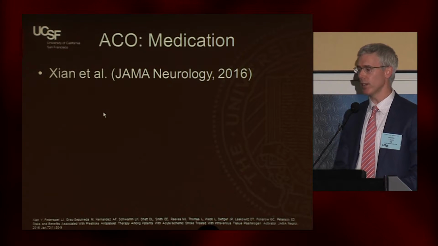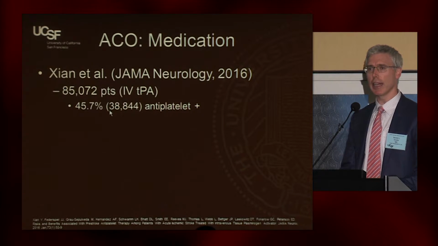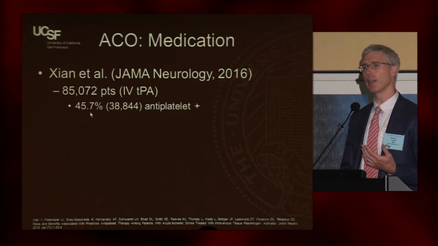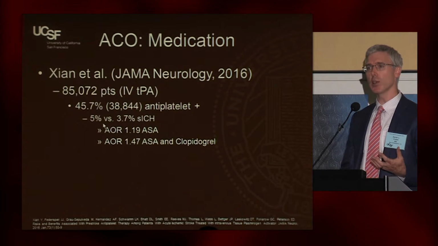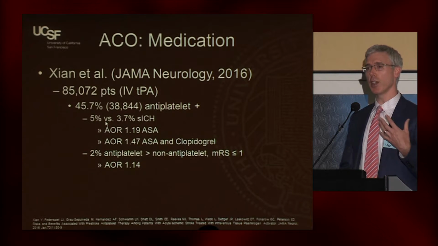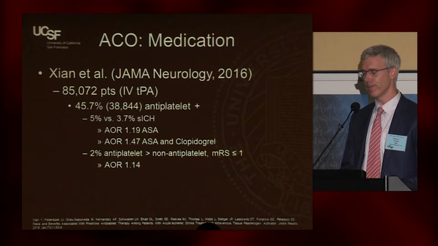We do get some information from a nice study from JAMA Neurology where they looked at a registry of about 85,000 patients, and they looked at the fraction of patients who had some antiplatelet on board prior to their IV TPA administration. And what they found, not surprisingly, is that if you're on an antiplatelet and you receive IV TPA, your rate of symptomatic intracranial hemorrhage is higher. So these agents are potentially putting you at a higher risk for having a symptomatic bleed. But what they also found was that these patients did better. And so this speaks to the synergistic effect of an antiplatelet agent working with a thrombolytic to lyse that clot a little bit more effectively.